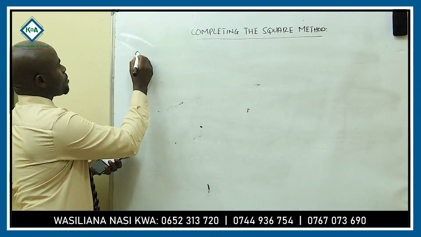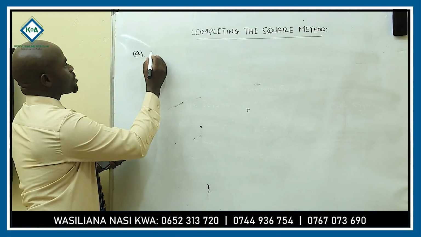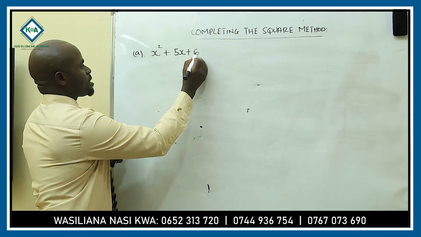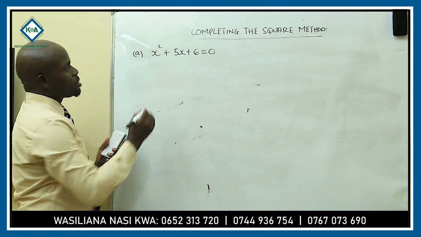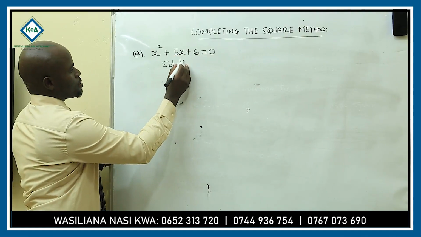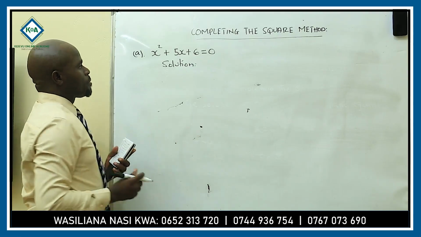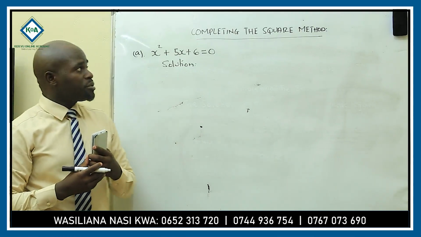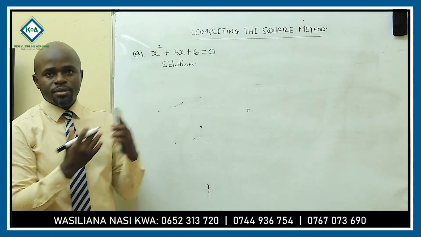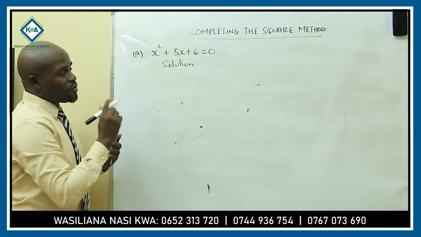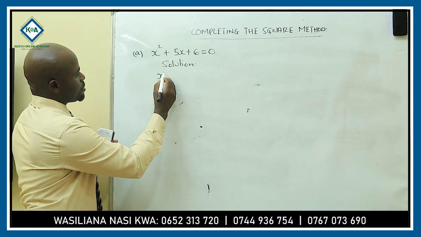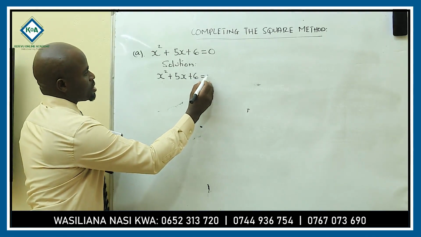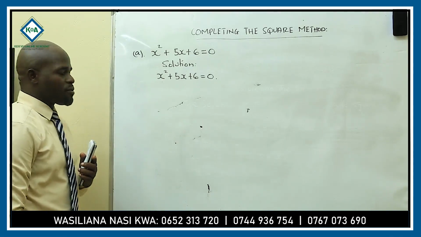So A, we have x squared plus 5x plus 6 is equal to 0. Solution: in order to find the solution of a quadratic equation by using the completing the square method, we have several steps. Check. The first step is to write the equation, which is x squared plus 5x plus 6 is equal to 0.